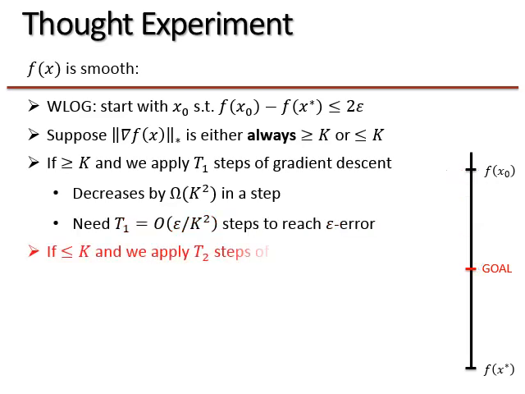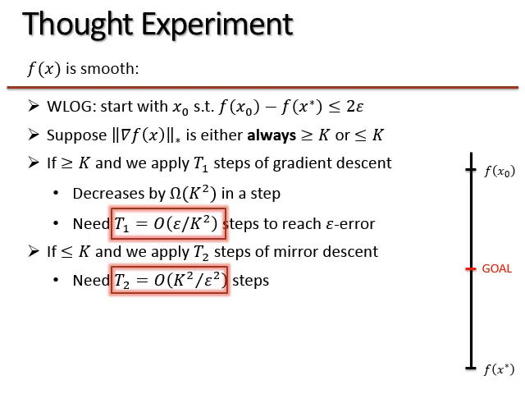If it is the latter case, that is, all the gradients are smaller than or equal to k, then I claim that I want to do T2 steps of mirror descent. Again, ignoring the analysis, one can show that the number of steps needed is k squared over epsilon squared in this case.